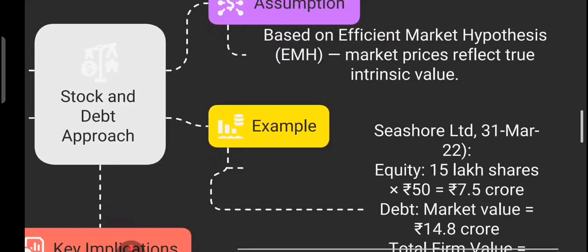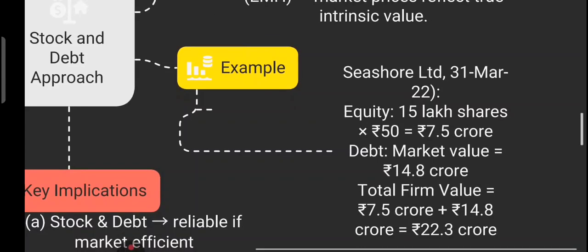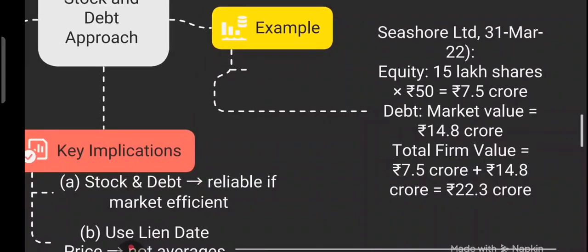For example, let's take Seashore Limited. As on 31st March 2022, the data given is that equity is 15 lakh shares and price per equity is 50 rupees. So it amounts to 7.5 crore. Similarly, debt market value is 14.8 crore. So the total firm value will be 22.3 crore. That is what it says: market price already reflects a company's true worth. Right, that is the example.